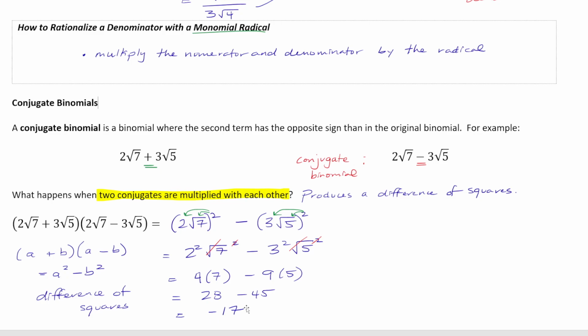Okay, so what is remarkable about this? Well, I had conjugate binomials. Again, conjugates because they have different signs here, plus, minus. And as you can see, there are all these radicals. Well, when we multiplied the conjugates together, that eliminated the radicals, and now we have a rational number.